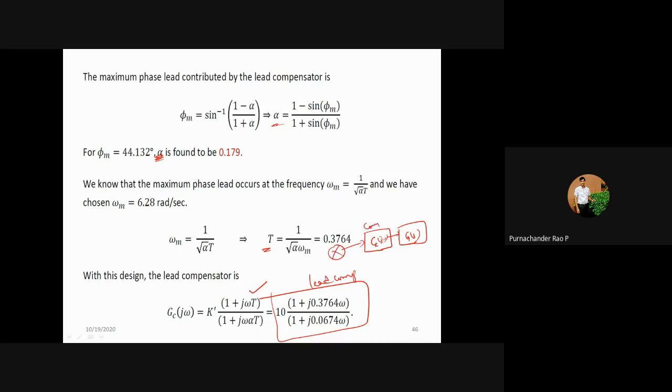This is your compensator and this is your plant. For this plot, again you have to take the closed loop transfer function, then again you have to draw the Bode plot.